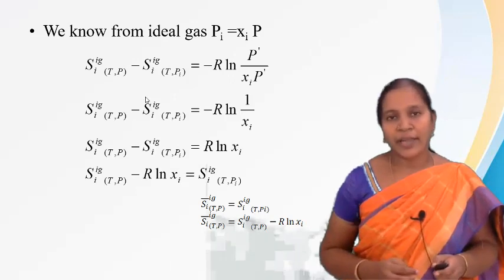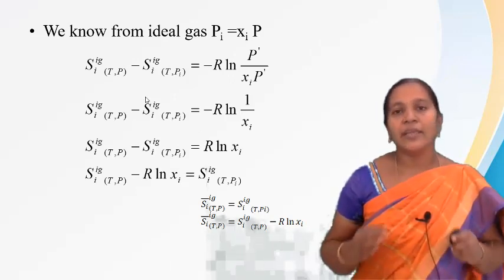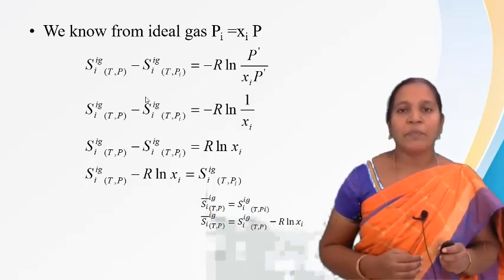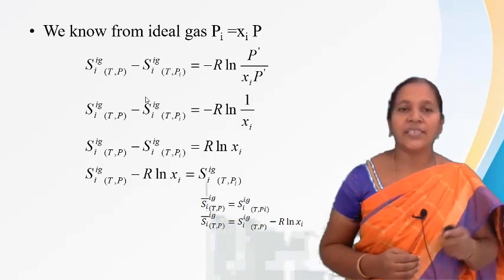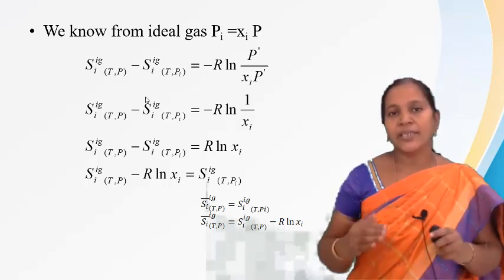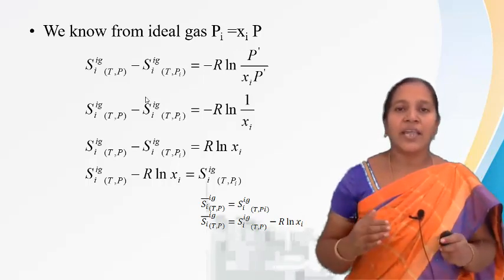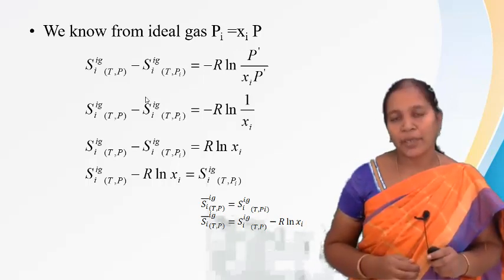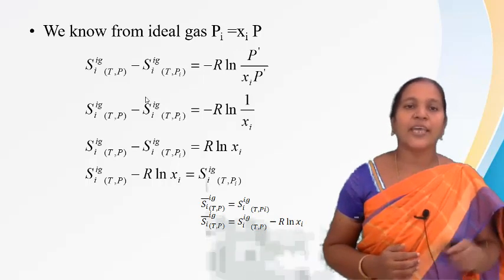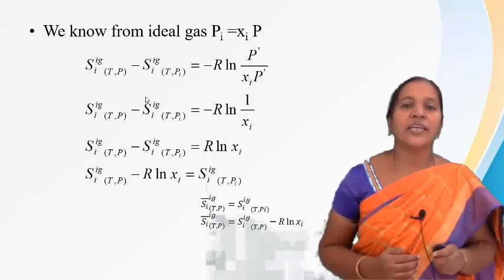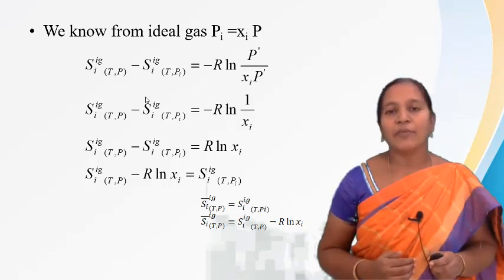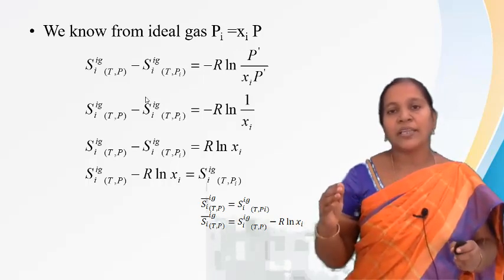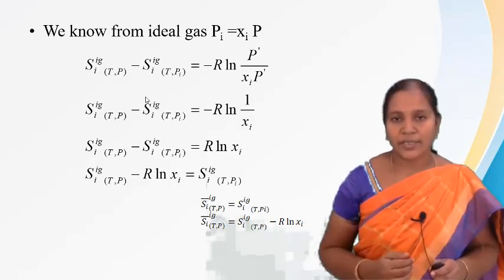We know that for an ideal gas, Pi is equal to Xi into P. Then substitute with Xi P in place of Pi. Therefore, S_i^ig at T, P minus S_i^ig at T, Pi is equal to minus R ln P by Xi P. P gets cancelled. Therefore, it is equal to minus R ln 1 by Xi. Taking the minus term into the ln term, minus of ln 1 by Xi is equal to ln Xi.